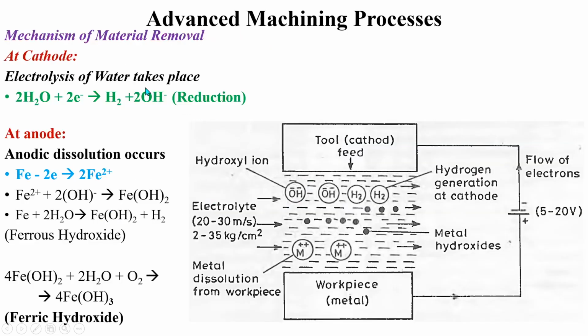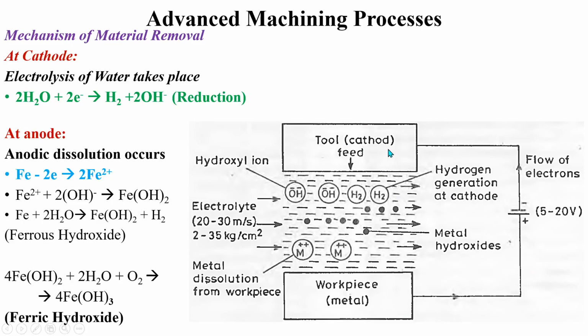Now, we will discuss the mechanism of material removal in the electrochemical machining process. So here we have the schematic that explains the material removal mechanism in case of the electrochemical machining process. Here we have the cathode, and at the bottom we have the anode. The cathode is nothing but the tool, and the anode is the work material from which metal has to be removed.